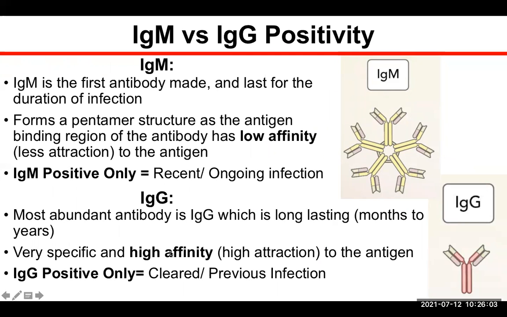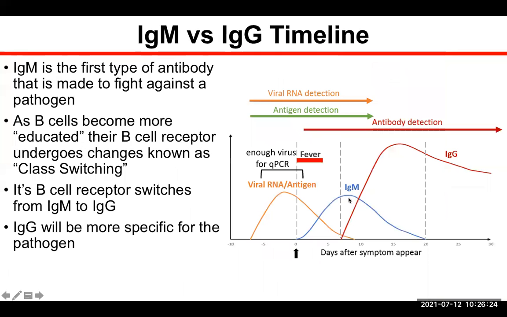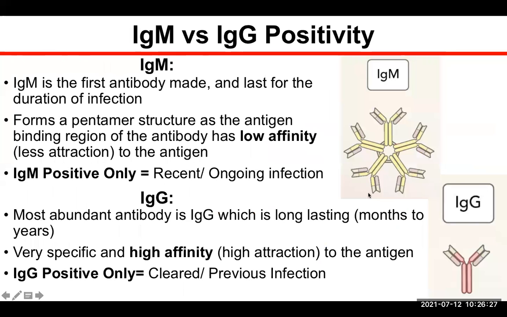IgG has a high affinity, or a high attraction, for the antigen, so it only needs 1 of them instead of 5. If you have IgG positivity in your sample, that means you've already cleared the virus and you've had a previous infection. If you test positive for both, then you're in an in-between stage where your adaptive immune system has really taken over because you have IgG present, but you're still in the process of clearing the virus because you have some IgM left over. But really understand what the purpose of each one of these is.